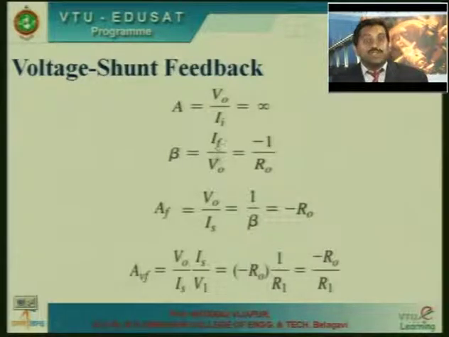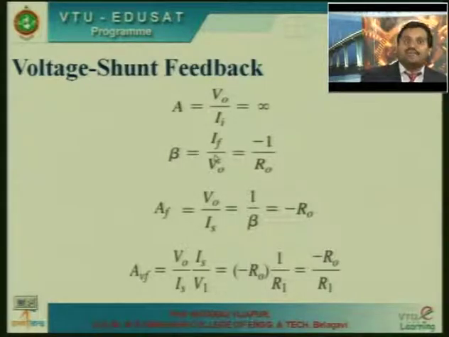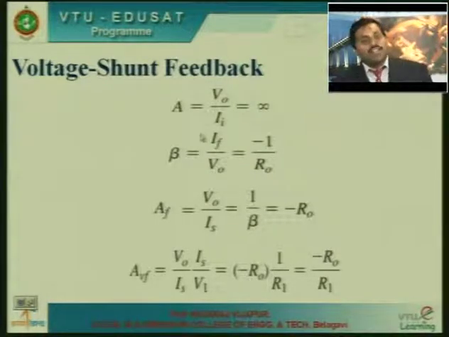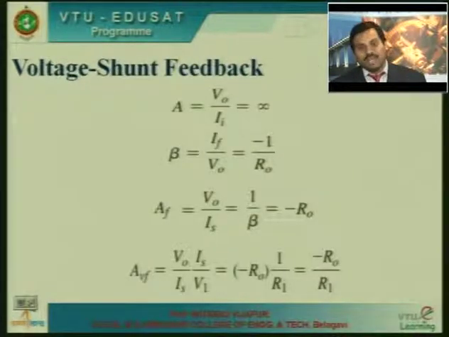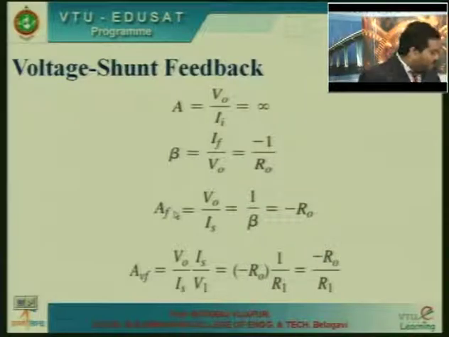Now let us look at the parameters of the voltage shunt feedback. Open loop gain A is, since it is an op amp, infinity. We know that the open loop gain of an op amp is infinity. For the feedback network, IF divided by V0 will be minus 1 by R0. Then AF is the closed loop gain.